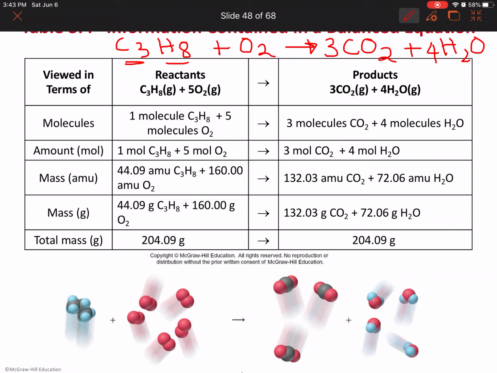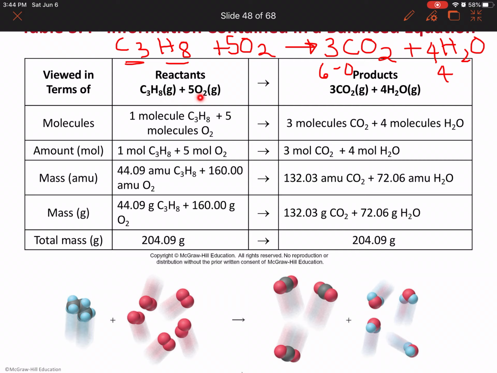How many oxygens on the right side? On carbon dioxide, 2 times 3 is 6 oxygen. So we have 6 oxygen here. And then 4 times oxygen, 4. So 4 and 6 will make it 10 oxygen on the right side. So we need 10 oxygen on the left. So you can put 5 there, 5 times 2, 10. So that is the balanced equation that you see here.